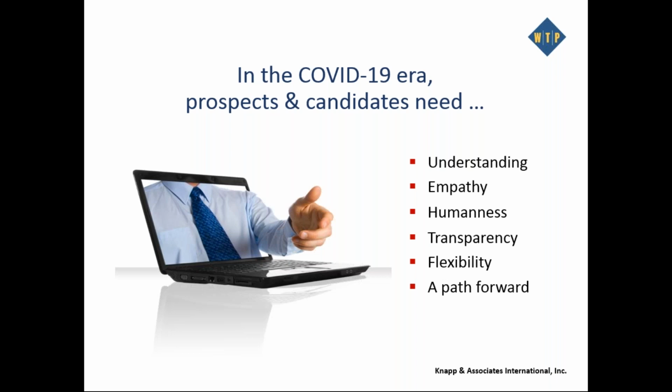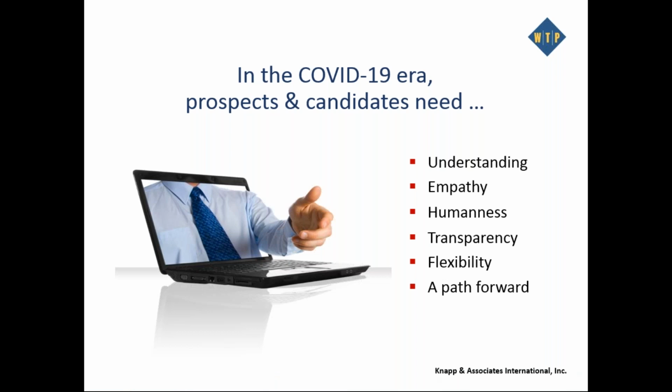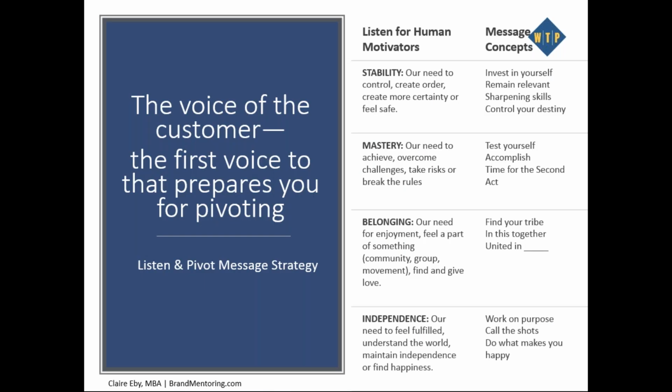And then lastly, what people need at this time is a path forward. They need to know that there is a path forward for them and that there's something they can do to get on this path. And if we take into account these aspects here, this is how we can start to build those relationships that I was talking about previously. And let's take a look at how this can be incorporated from a marketing perspective.